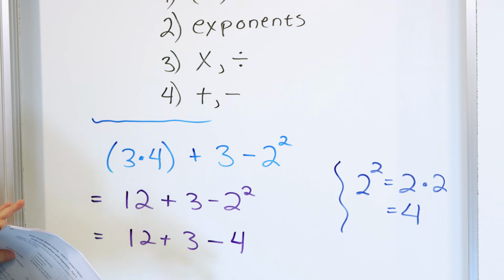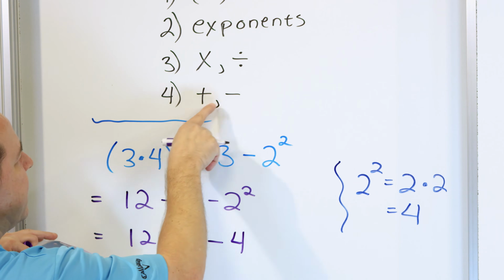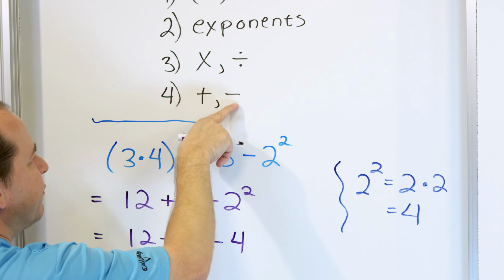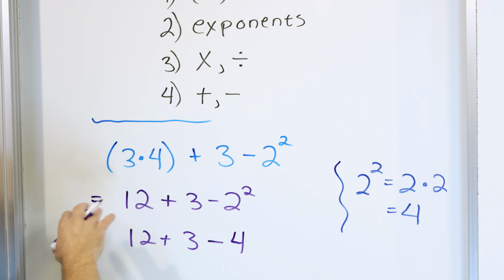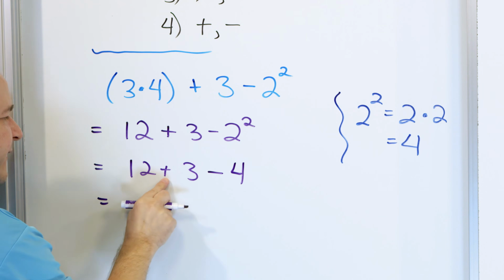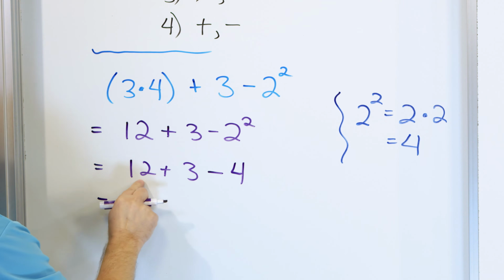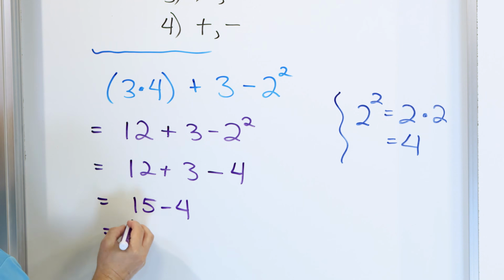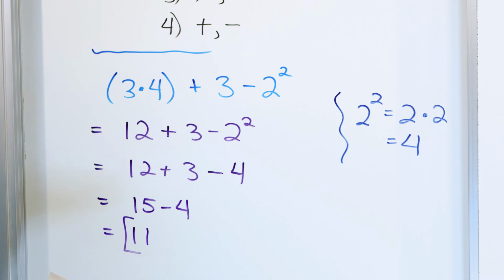Now addition does not necessarily come before subtraction. It's at the same priority level. So here when we have addition and subtractions mixed together, and that's all we have left, we just go left to right. So left to right, because this is at the same level as this. 12 plus 3 is 15, and then we have to write that minus 4 down, and then 15 minus 4 is 11. And so the answer to the whole thing is 11.